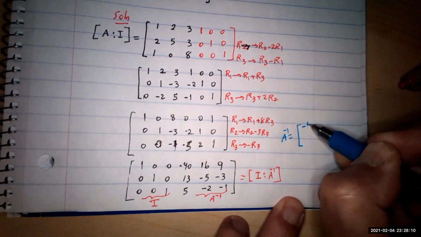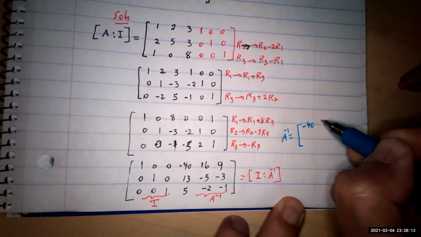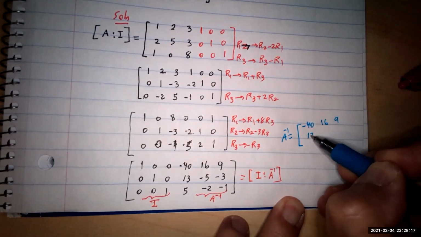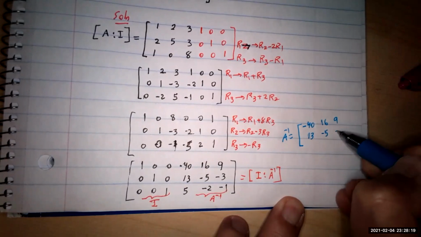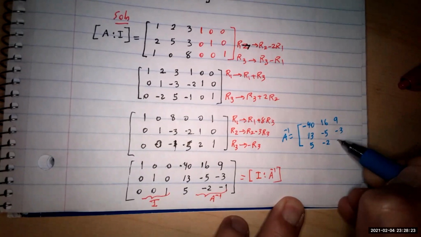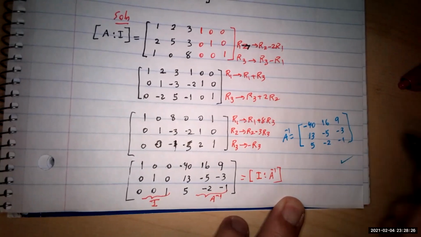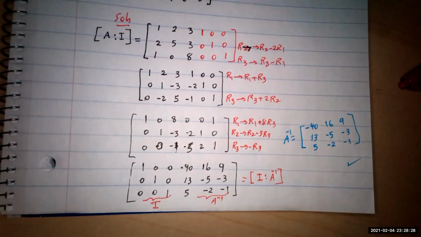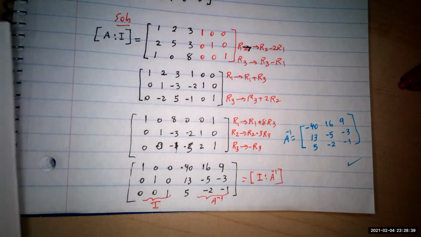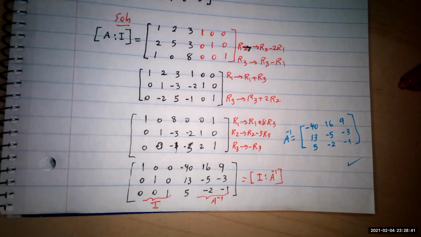A inverse: -40, 16, and 9. And then we get the 13, -5, -3. And this is going to be 5, -2, -1. Nice matrix. Okay, this is called the inversion method. That's a method that most of the time we are going to use. So you must know it to get this number.